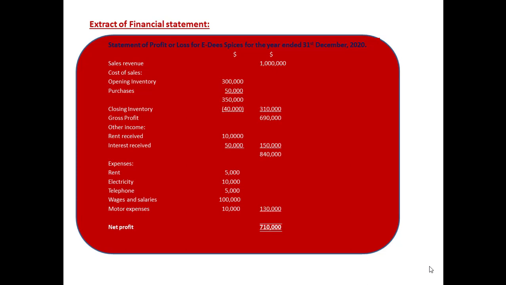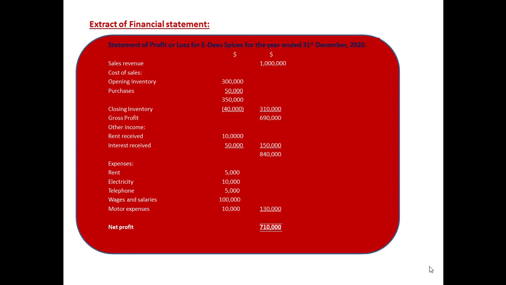So we have the opening inventory, the amount of inventory that were available at the start of the year. We have purchases, the additional inventories that were brought in, totaling $350,000. Then we have the closing inventory. So here the closing inventory is amount of inventory available that were unsold. So when you take the closing inventory out, it will give us the idea of how much inventory were sold to bring in the revenue of $1 million. So the $310,000 becomes the cost of sales.